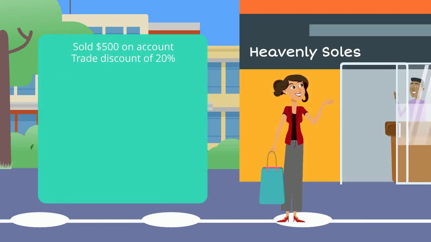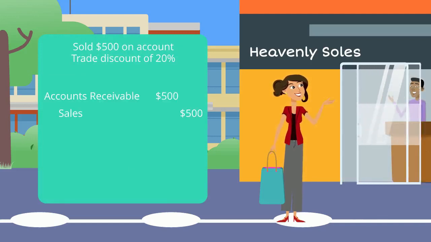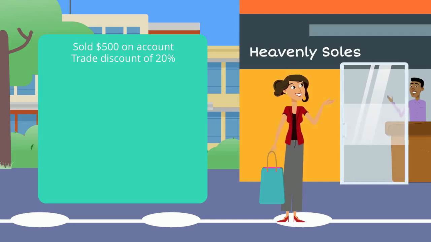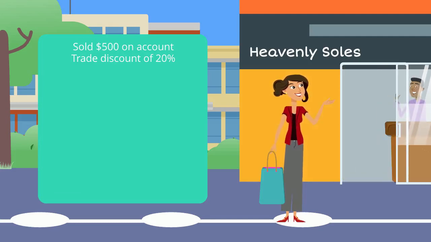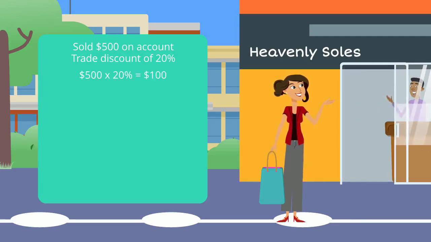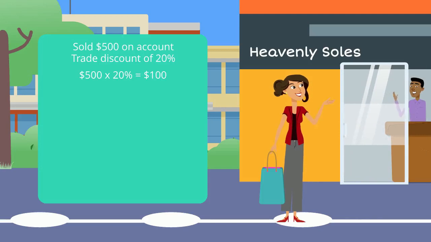In that case, we would not make the previous entry. Instead, we would deduct the trade discount prior to recording the sale. The trade discount on this transaction is calculated as $500 times 20% equal to $100. We deduct this from the $500 original sales value and record $400 instead. The journal entry would be a debit to accounts receivable for $400 and a credit to sales for $400.